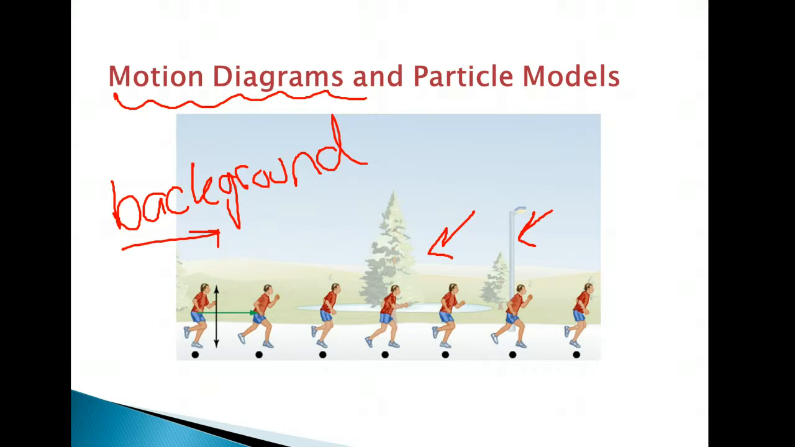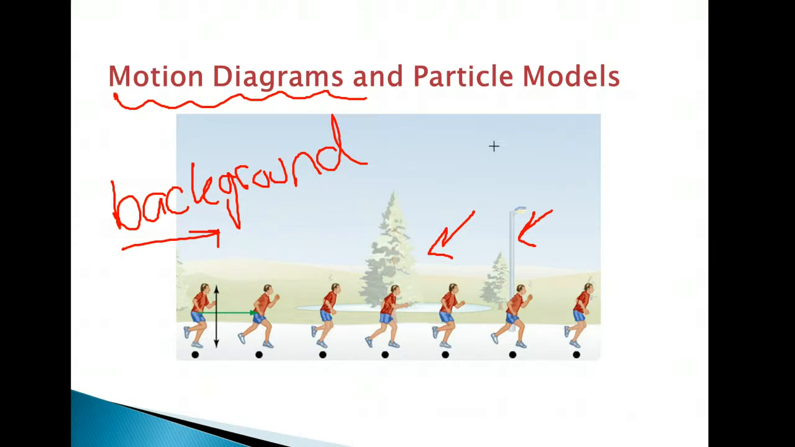The whole purpose of a motion diagram is to make sure that the person is indeed moving relative to their background. I'm going to say that with emphasis: the point of a motion diagram is so that we can describe a person's motion with respect to their surroundings.